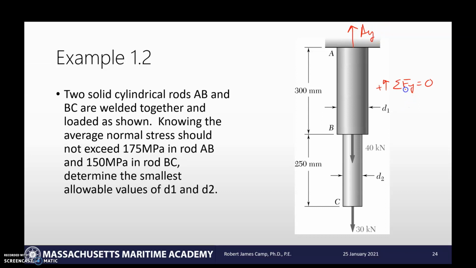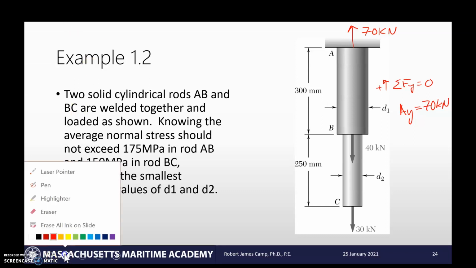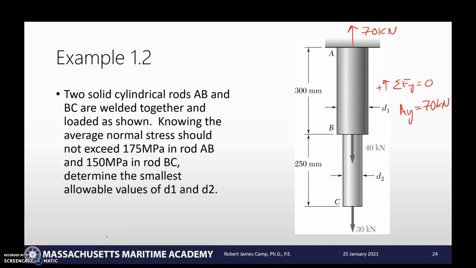And if I go and do this, I don't have to write this down, but AY is going to be 70 kilonewtons. So we do have our external force, and we can write that up here as 70 kilonewtons. So now I've got all the external forces on my object. And now what I need to do is start taking a look at what internally is going on with the rods. I don't care what's externally going on. Once again, it's all about internal forces.